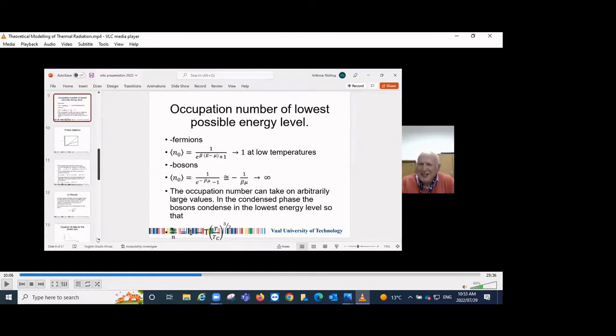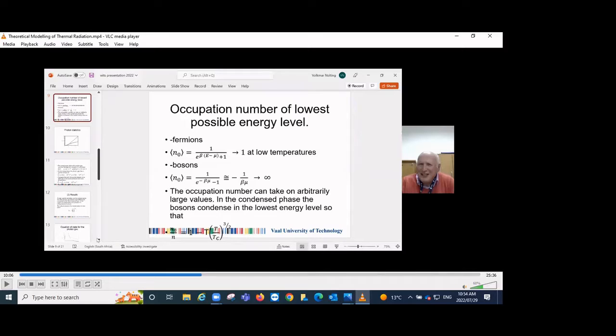On the other hand, for bosons, e to the power minus beta mu is approximately equal to 1 minus beta mu at very low temperatures. That means the occupation number for bosons approaches infinity, so the occupation number can take on arbitrarily large values. Furthermore, in the condensed phase, the bosons condense in the lowest energy level, so that n naught over n, the number of photons in the lowest possible energy state divided by the total number of photons, is temperature dependent, and this is described by the last equation on this slide.